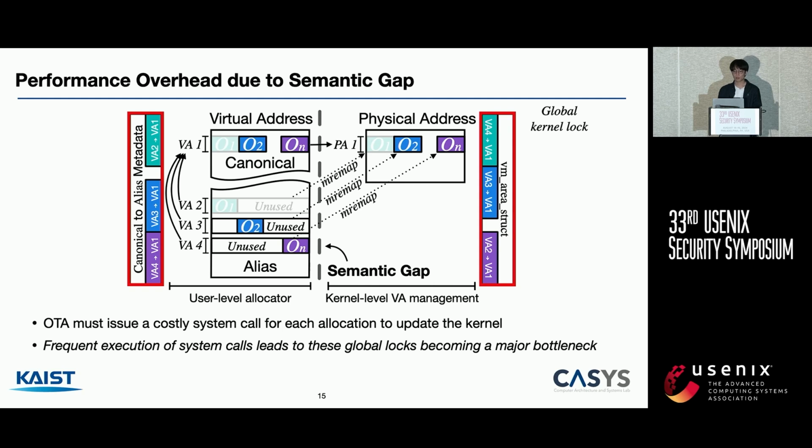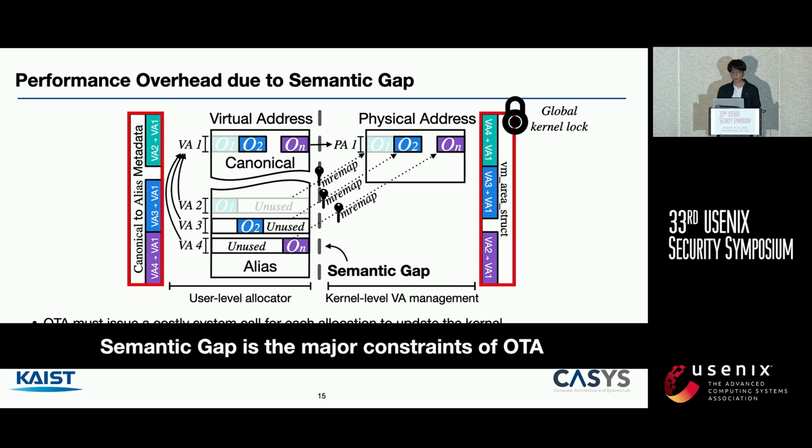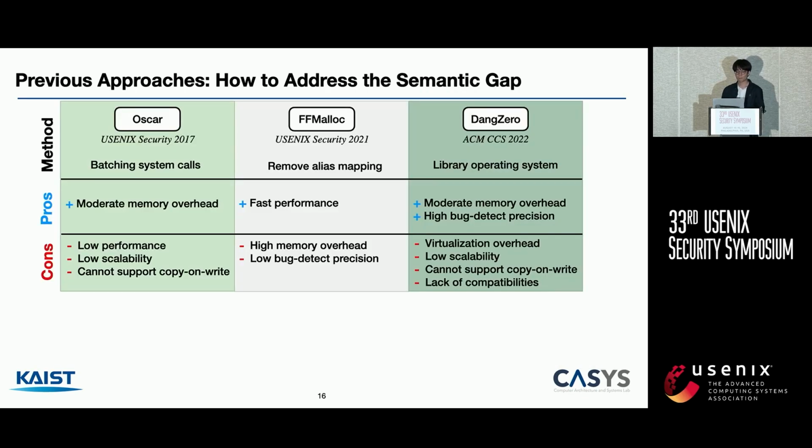To overcome the semantic gap problem, the one-time allocator must issue a costly system call for each memory allocation. What makes it more serious is the global kernel lock involved in these system calls. Because the one-time allocator requires frequent execution of system calls, this leads to the global lock becoming a major bottleneck, especially in multi-threaded programs. So in short, the semantic gap is a major constraint on one-time allocator performance.